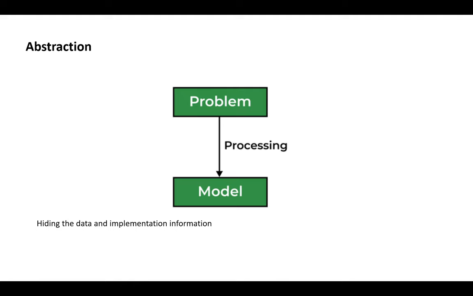But he's not aware of what happens internally whenever he presses the brake pedal or the accelerator pedal. So this information is hidden from him. So this is what abstraction means: hiding the data and the implementation information. So hiding the data information is called data abstraction, and hiding the implementation information is called control abstraction. So this was regarding the abstraction feature.